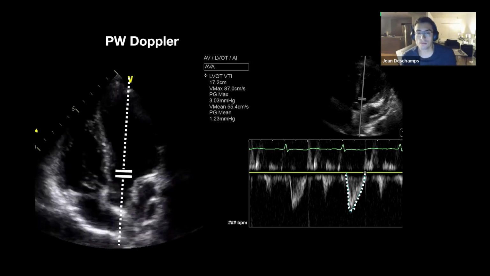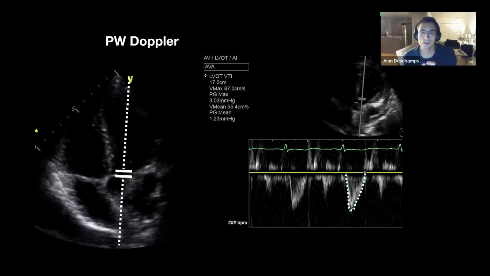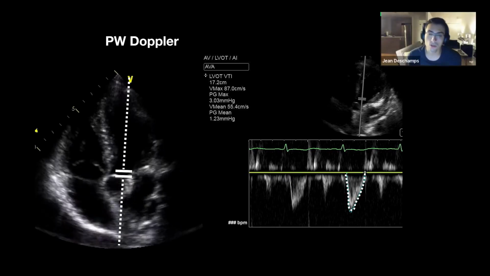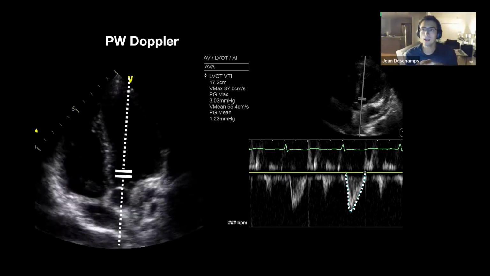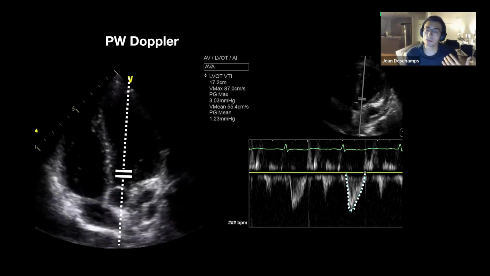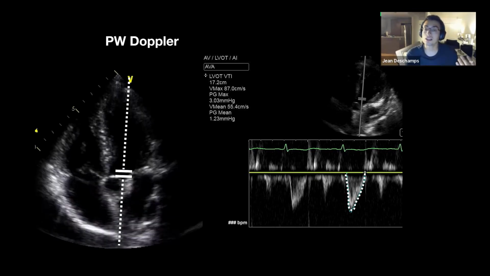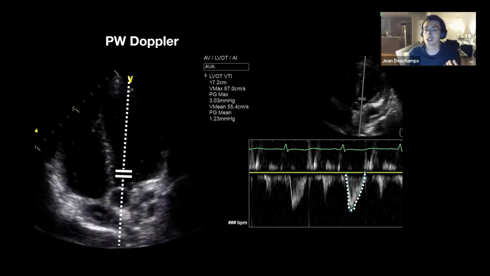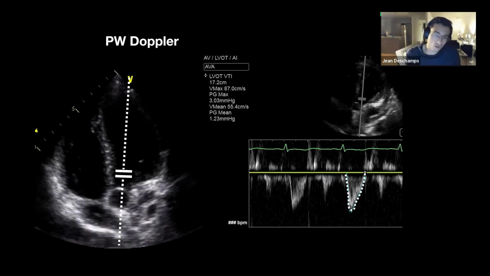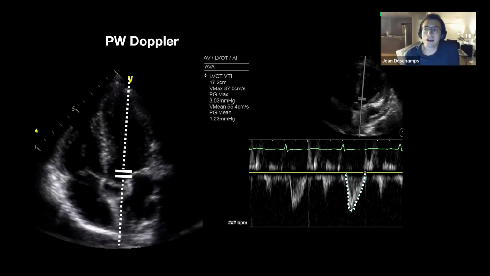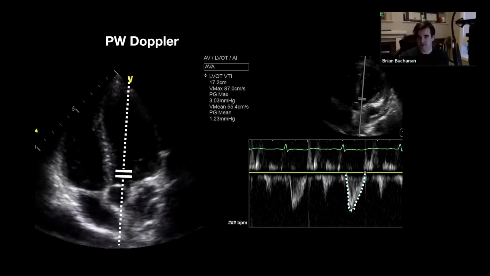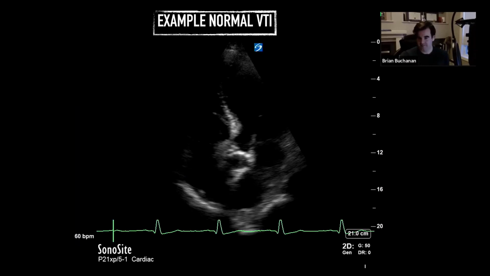Another point before we move on from this: the normal VTI across a range of body types and sizes of 18 to 22 is fair, although with age and extremes of body weight, you do end up with VTIs that can be different. I'm talking specifically of elderly small ladies, who can have a VTI that's much lower than that and would be normal within their body size and expected pathologies at their age in terms of cardiac structural disease. Okay, so let's move on here.